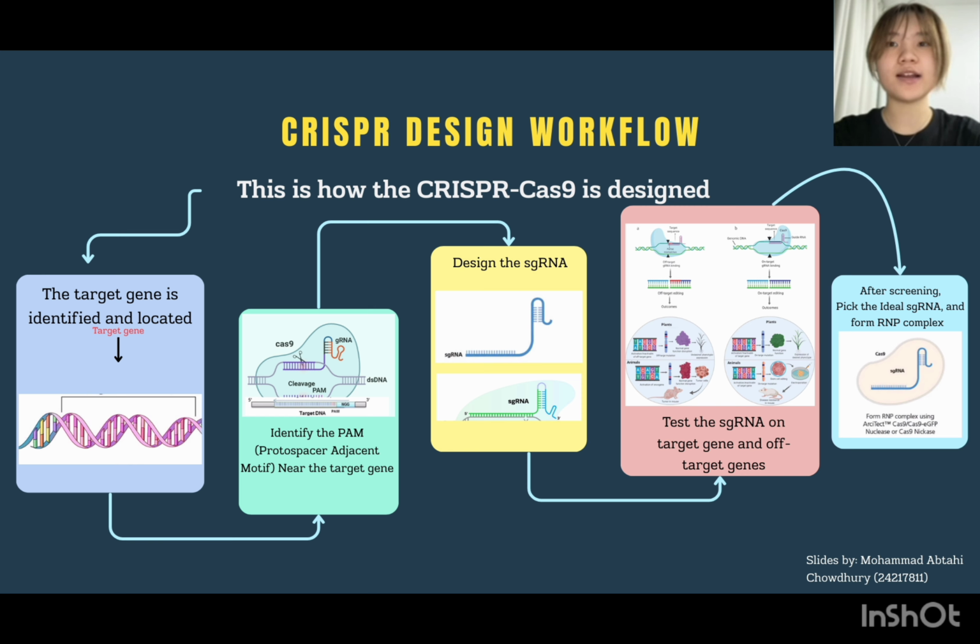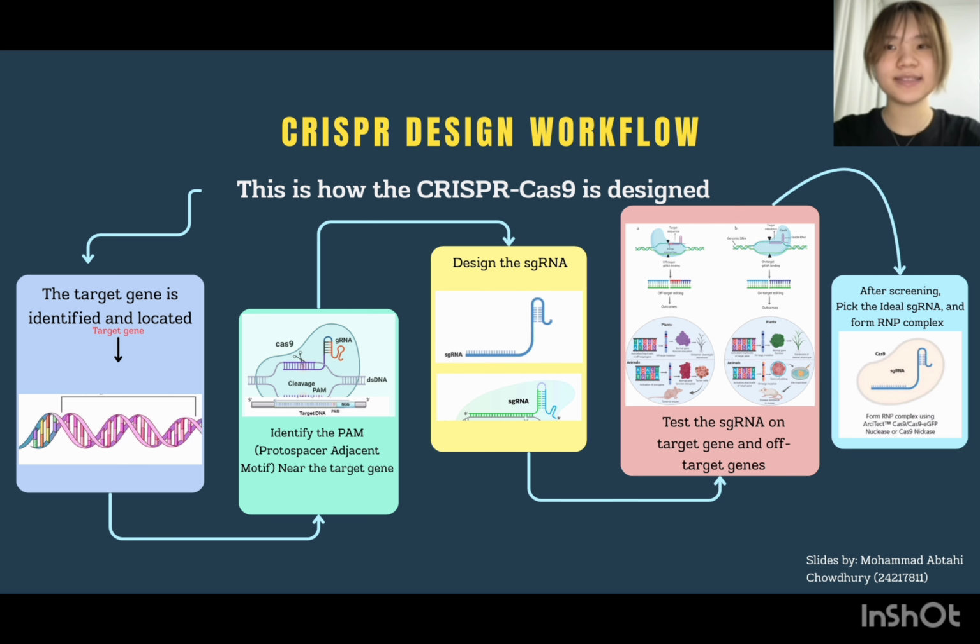After that, the sgRNA is designed. The sgRNA must be complementary to the target DNA sequence so that it can guide Cas9 to the correct location. Then, the sgRNA is tested on both the target gene and possible off-target genes. This step is important to check whether the sgRNA is efficient and specific. Finally, after screening, the best sgRNA is selected and combined with Cas9 to form an RNP complex. This complex will be used for gene editing experiments.